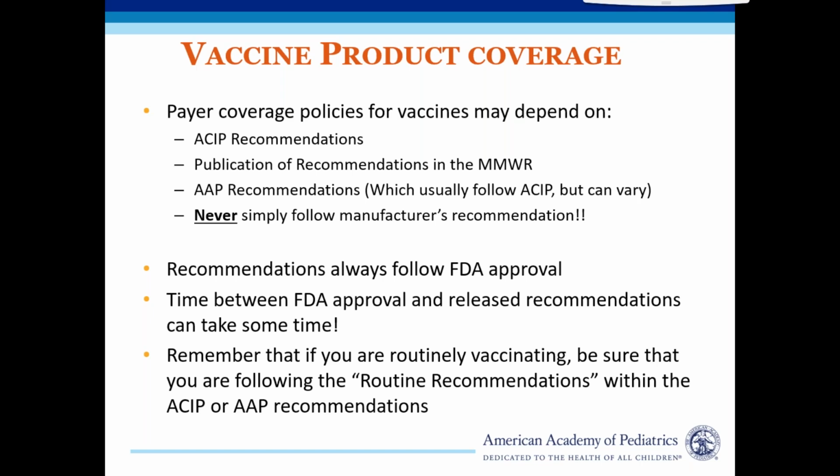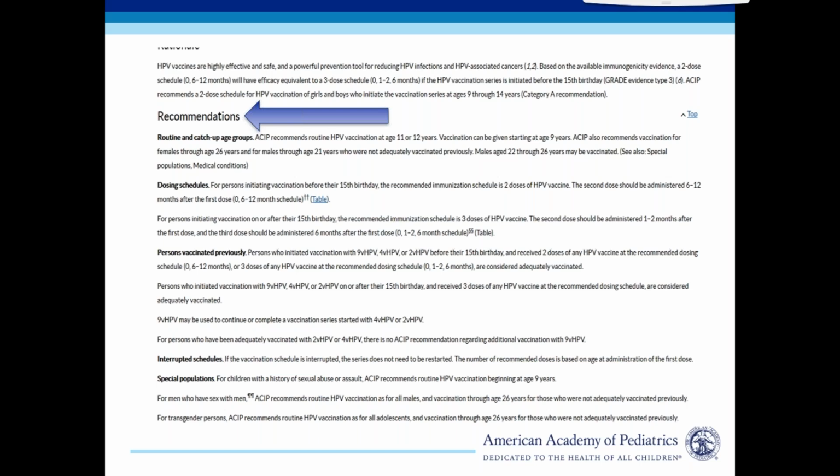Recommendations always follow FDA approval, so be sure that once a vaccine has been approved, it also comes with a recommendation from ACIP or AAP, because sometimes there's a lag time between the two. And remember that if you are routinely vaccinating, meaning this is just something you're going to do for all your patients, not just those who are traveling to endemic areas or may be immunocompromised, be sure that you are following the routine recommendations within the ACIP or AAP recommendations.